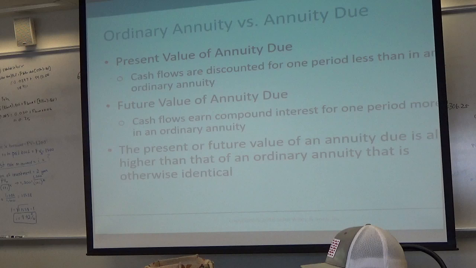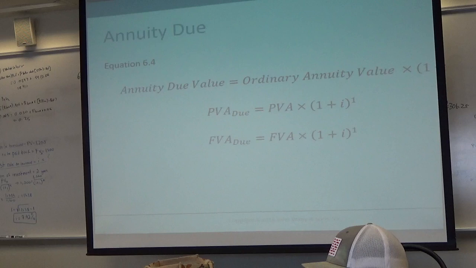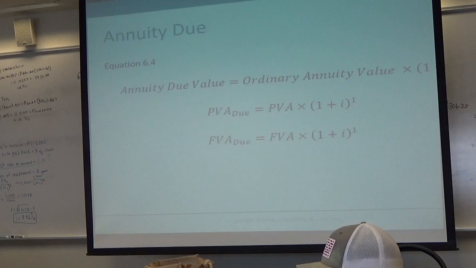So here's an example of an annuity due. You're just going to take the annuity due value, and it's going to equal the ordinary annuity value times 1 plus I.